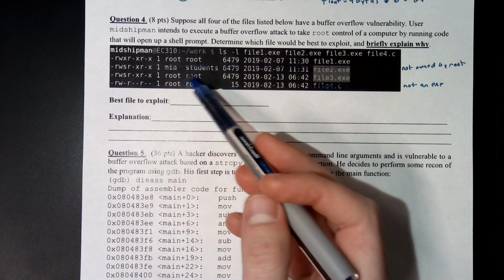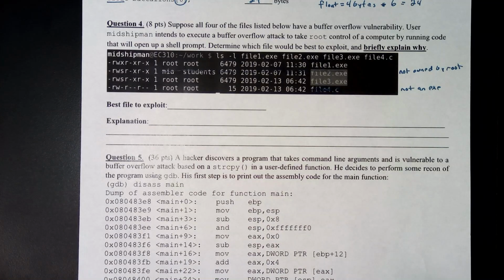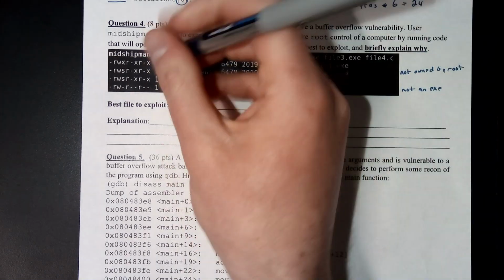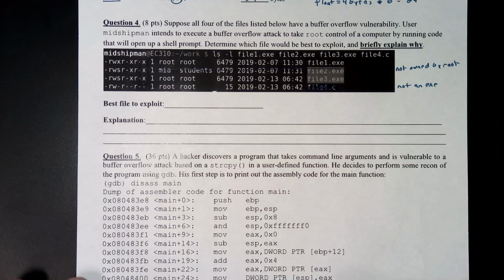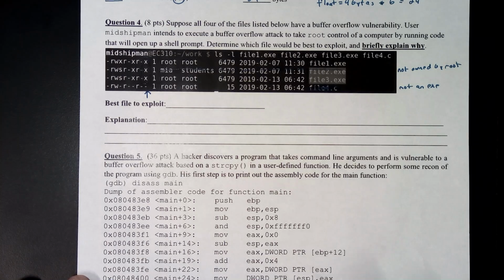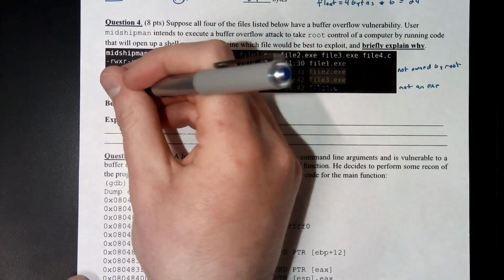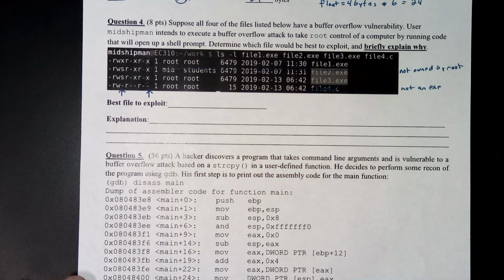They're both owned by root. They're both executable by everyone, so midshipman's going to be able to execute it. Those are other things to check though, right? We want to make sure whoever we are, we have that execute permission on the file. So we want to look at that column to see, can we actually do this? And then we want to look at, can we become the owner of that file? Does it have set UID permissions, right?